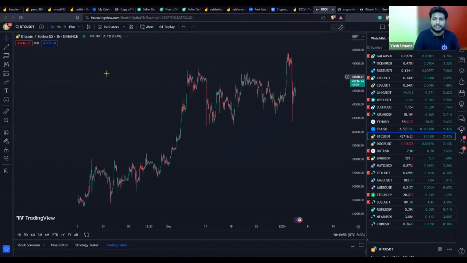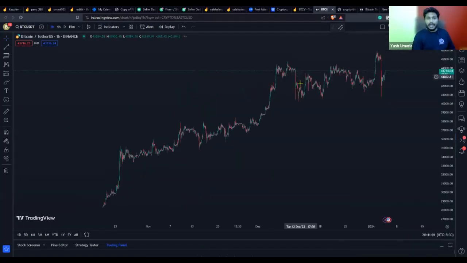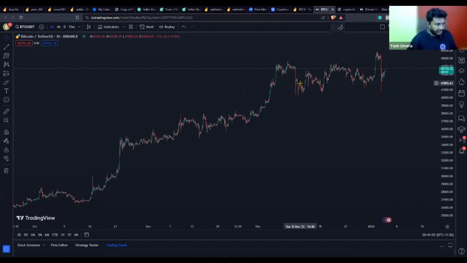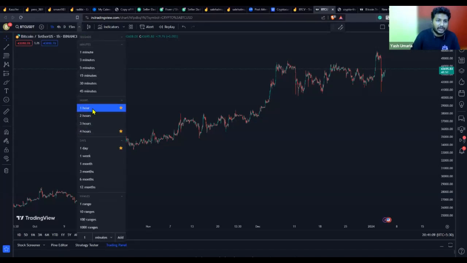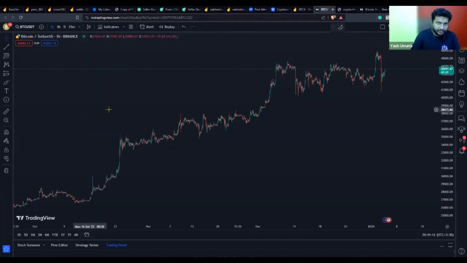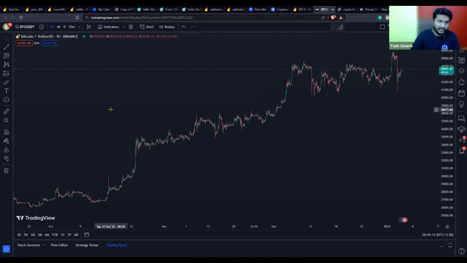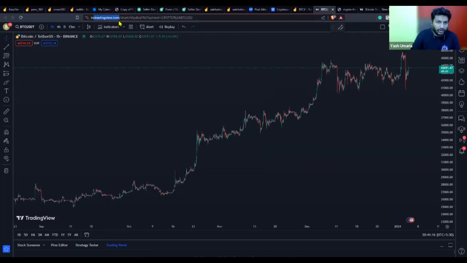So this is our chart. I am using a 1 hour chart, just advising it to you again, a 1 hour time interval. This is a Bitcoin chart. I am using tradingview.com, and this is a super chart. Even if you go on TradingView, it will show you a super chart option. So this is a super chart.